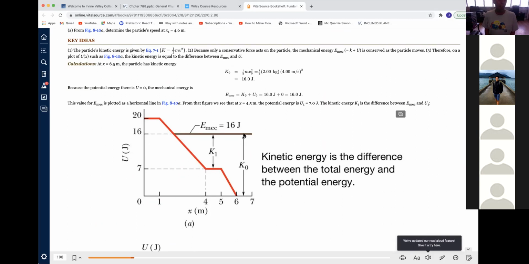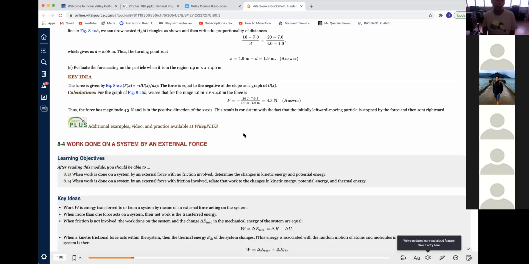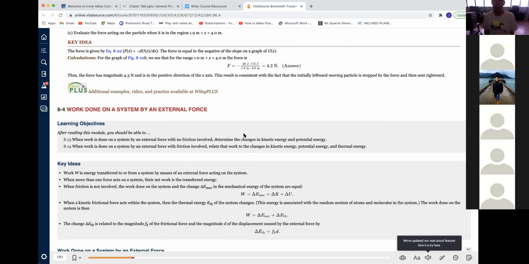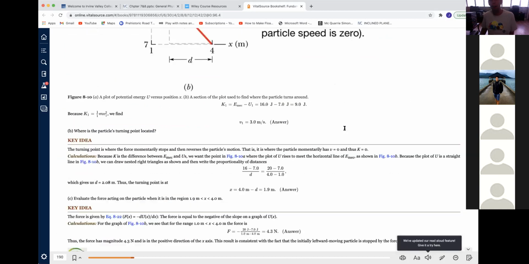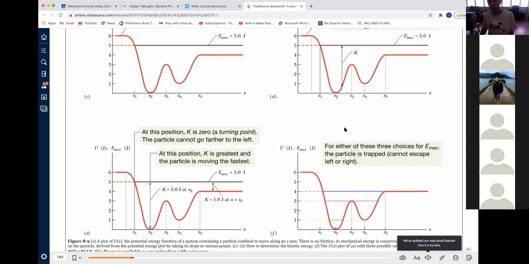And at x is equal to 4, how much kinetic energy? Well, if it has 16 joules total and 7 of it's locked up in the potential, 9 of it is available for kinetic. That's all that you have to do. There's a couple of quick problems there for you. I don't really think it's all that important for us to know at this point. And like I said, when you have to learn about these, you're going to learn about them, and they're not hard to learn.